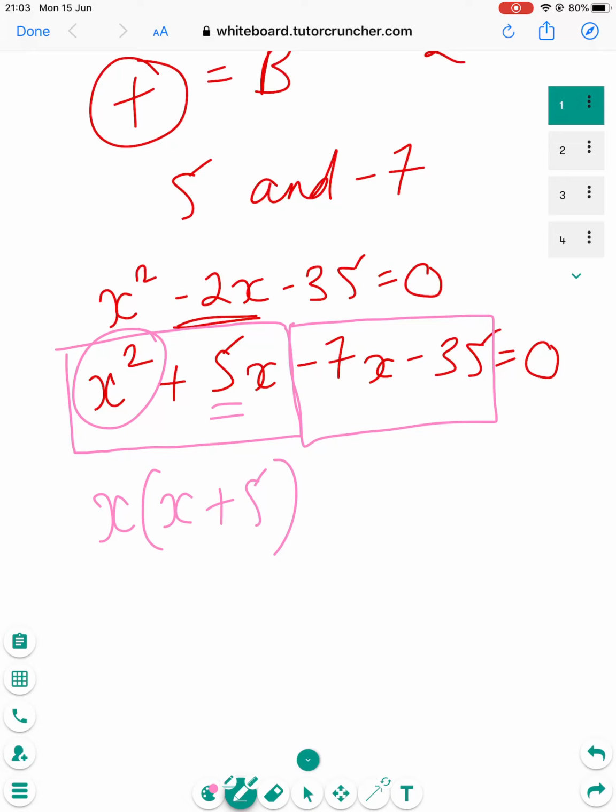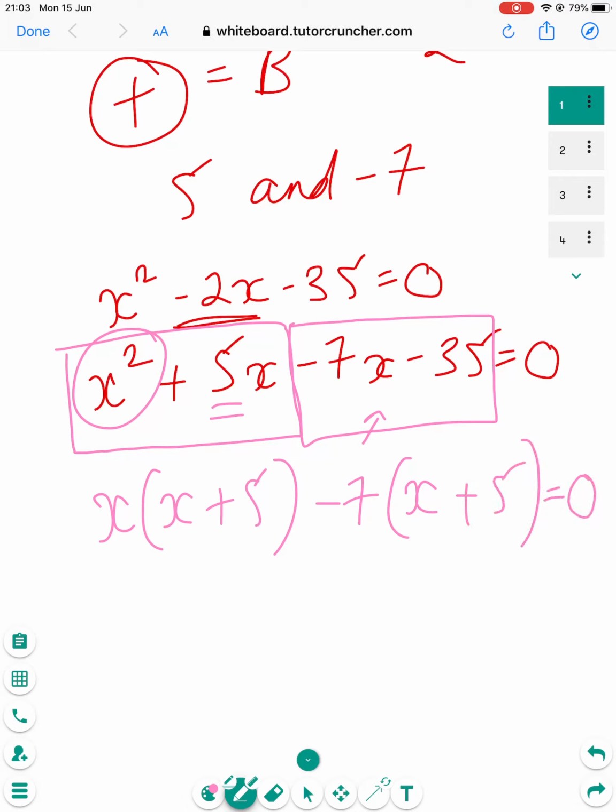Perfect. And now we want to do exactly the same thing with this section here. What can we take out? I'm thinking we can take out minus 7. If we take out minus 7, I'm doing exactly the same thing: I'm going to be left with x for that one, and I'm going to be left with 5 for this one.